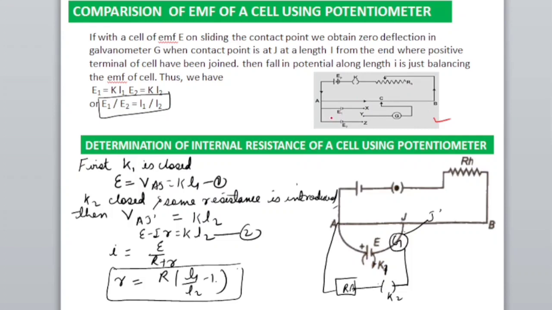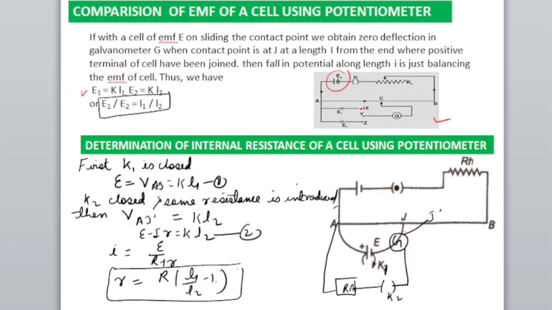This is the arrangement for comparison of two cells. Two cells are connected one by one. You know the basic principle that V is directly proportional to L. This is the known cell right now, and these two are unknown cells whose EMF you have to compare. So first this key is closed. In that case, the galvanometer shows no deflection. So the potential difference across this gives the first EMF of the cell, E1 equals KL1.